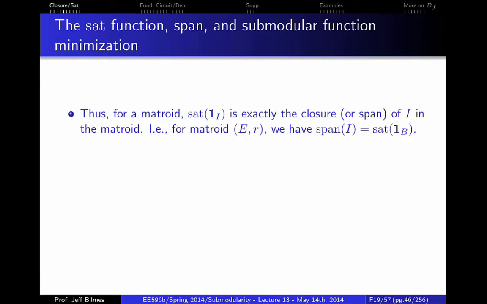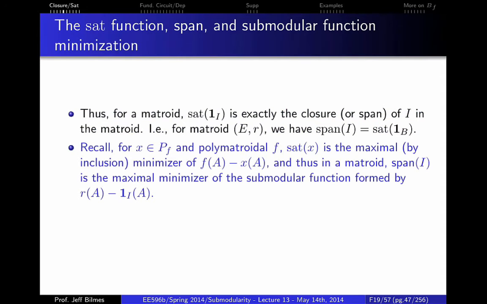Now SAT is therefore for a matroid exactly the span in the matroid. Okay, so this is basically what we've proven or shown. And then now moving to the more general polymatroidal case, we have that SAT is the maximal minimizer of this submodular function, which is not necessarily monotone. And therefore you can think of the span function as the maximal minimizer of this submodular function, which is the difference between a rank function and an incidence vector. Okay, which is kind of interesting.